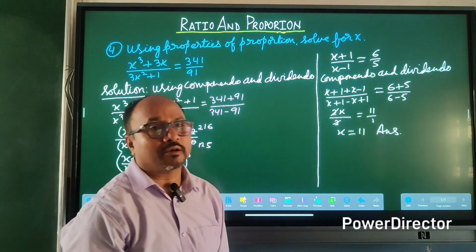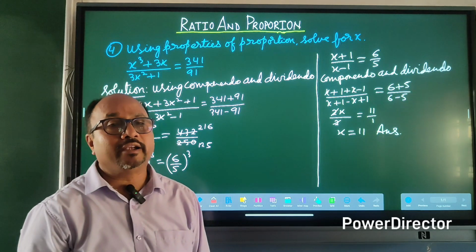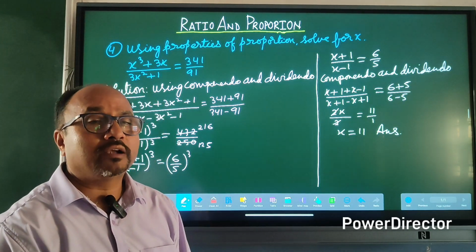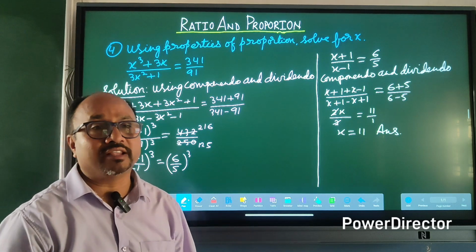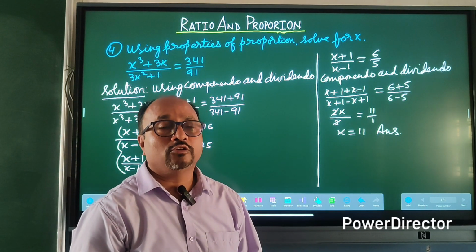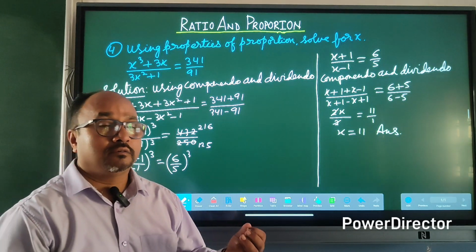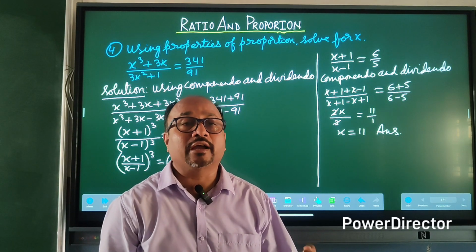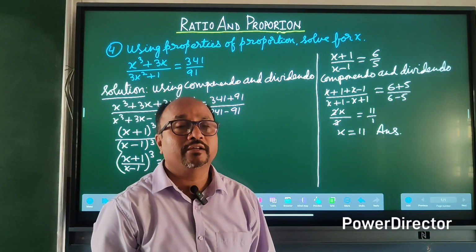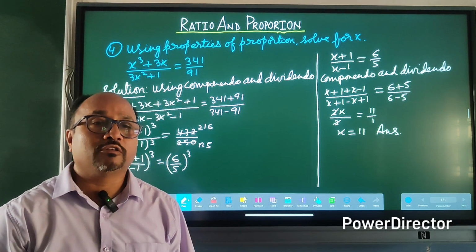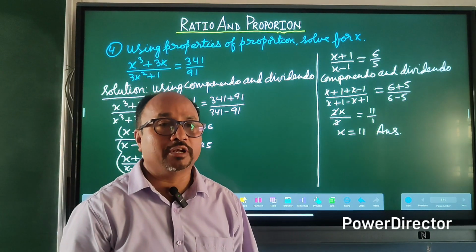So you saw a sum where numerator and denominators were not the same, but we are still applying componendo and dividendo to simplify it in a very easy way. Hope you have liked this part, mainly componendo and dividendo and their application, understood it, and now you will be able to solve the exercise sums properly.